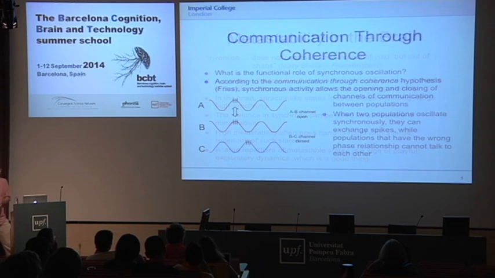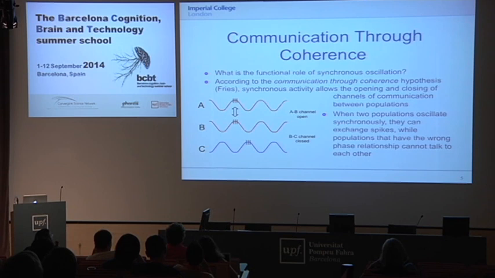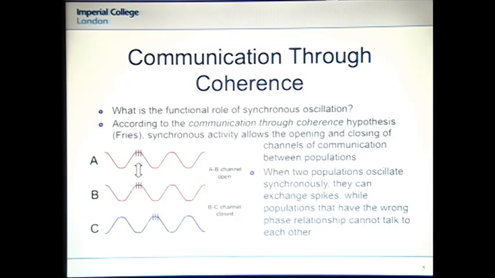Okay, and this is all kind of the background to the mathematical model that we'll be looking at. It very much relates to the communication through coherence hypothesis of Pascal Fries that was mentioned just now. Pascal Fries was addressing the question of what is the functional role of all this synchronized oscillation that we pick up in all kinds of different ways in the brain. He proposed that synchronous activity allows the opening and closing of communication channels between different populations of neurons. This is the crude version of the hypothesis that he originally had, and it's been made a bit more sophisticated since then.